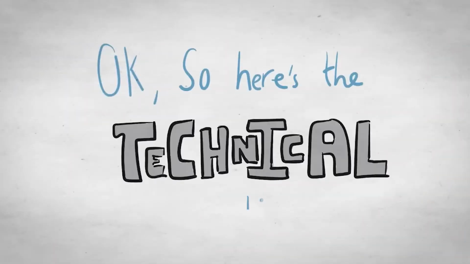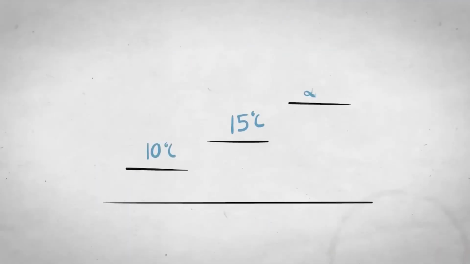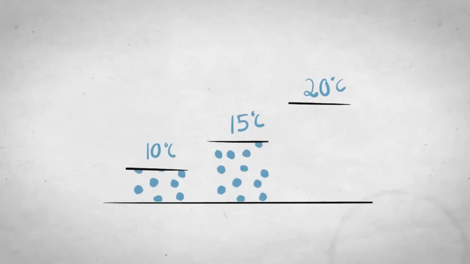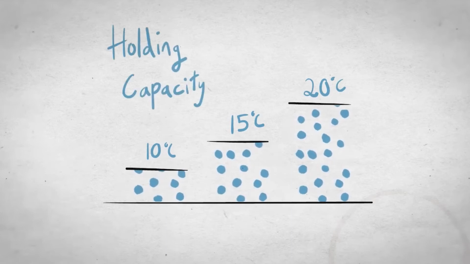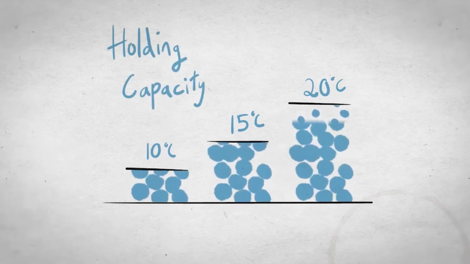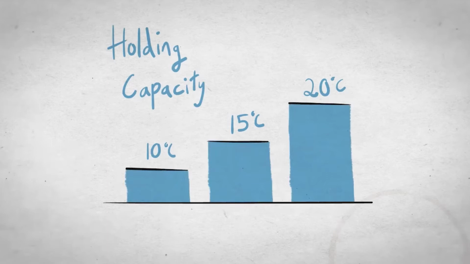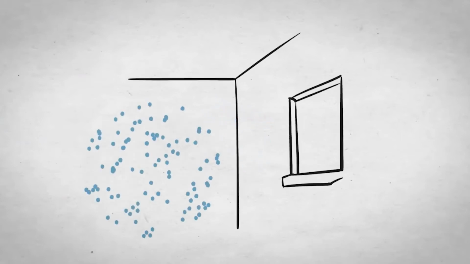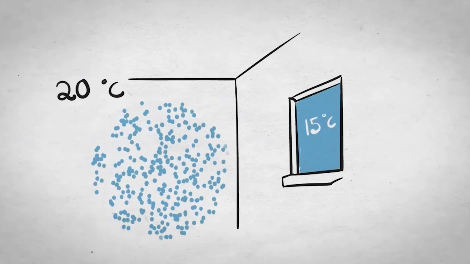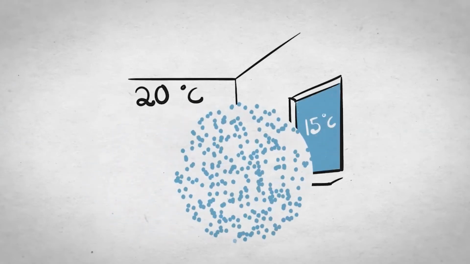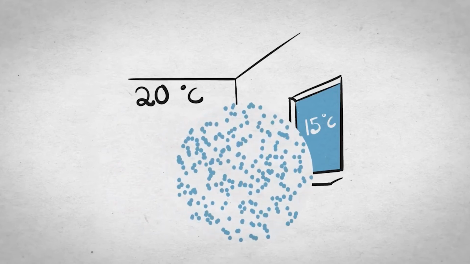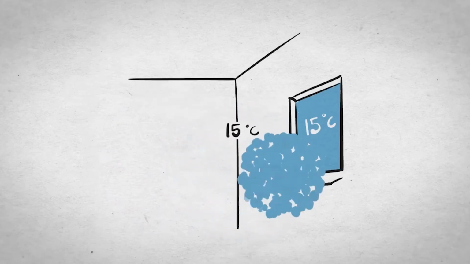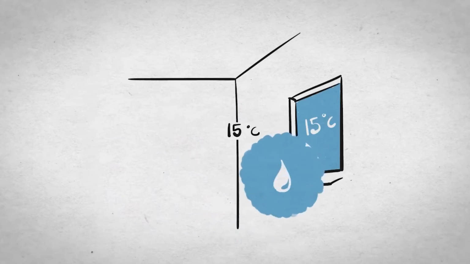Okay, so here's the technical bit. At different temperatures, air can hold different amounts of water vapour. The warmer the air is, the more moisture it can hold, known as its holding capacity. But when there is more water vapour than can be held by the air, it becomes full up and condenses into liquid water. Outside of your home, this is how rain is formed. This also happens when warm, moisture-rich air meets a cold surface, like a single glazed window in your home during winter. Condensation forms as the air suddenly cools against the surface and the holding capacity of the air is reduced.